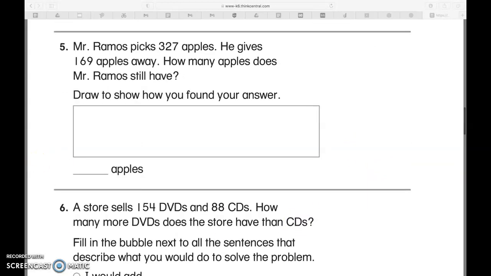Number 5, Mr. Ramos picks 327 apples. He gives 169 of those apples away. How many apples does Mr. Ramos still have? Draw to show how you found your answer. They want you to draw a picture here using quick tens. Draw in this box and your answer goes on this line.